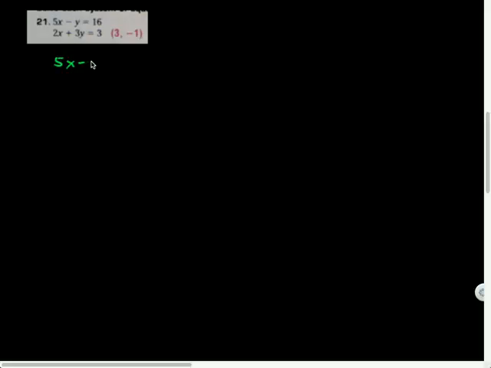So let's see, 5x minus y equals 16. Solving for y, I would move minus 5x from both sides, like so. And I would have negative y equals negative 5x plus 16. And I'm fine if you say you're dividing everybody by negative 1, multiplying everybody by negative 1, or you could just say I'm just changing the signs on both sides. I'm fine with that, and that would be a revised equation.